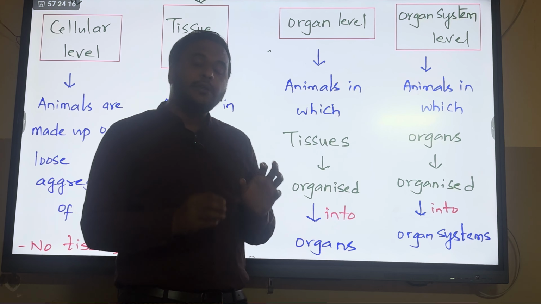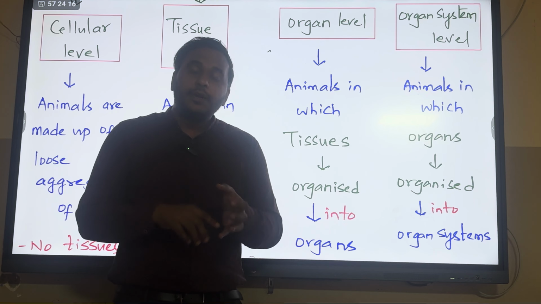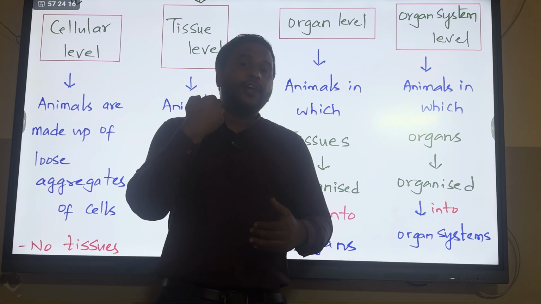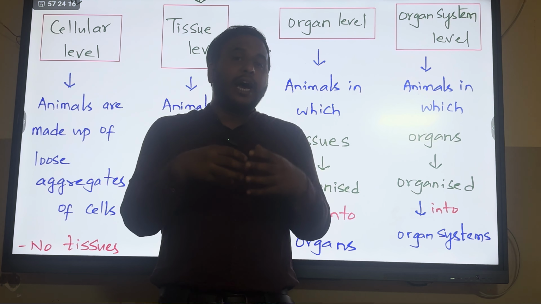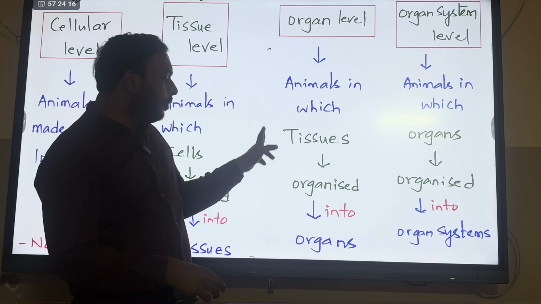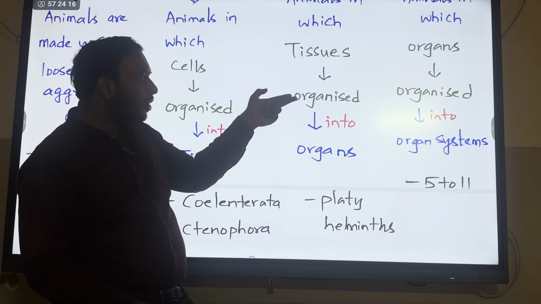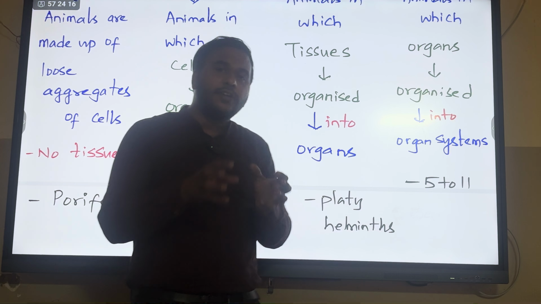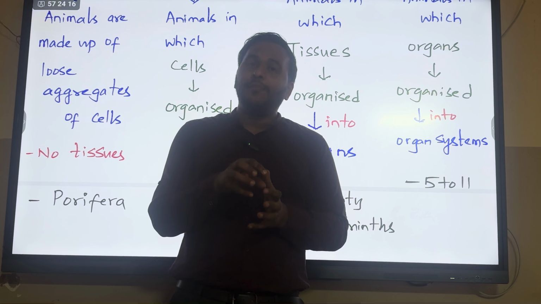And now the third one is organ level of organization. That means the animals in which cells are organized into tissues, and even the tissues which perform similar functions are organized into organs. The tissues are organized into organs. That means the tissues must perform the same function.